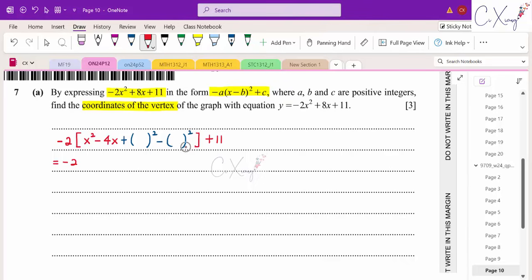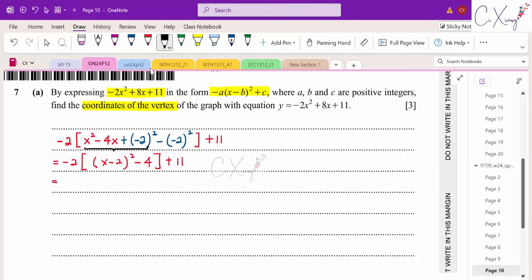Okay, then after that, what should I fill in for this plus something square and minus something square? So the something here should be -4, the coefficient of x, right? So -4 divided by 2, you're having a -2 here. So -2 and -2. After that, you need to combine the first three terms into one big bracket with a square outside, which means that you'll be having x minus 2, with a square outside, then minus -2 square, you get a 4, then plus 11.